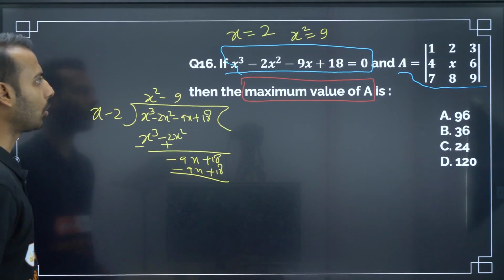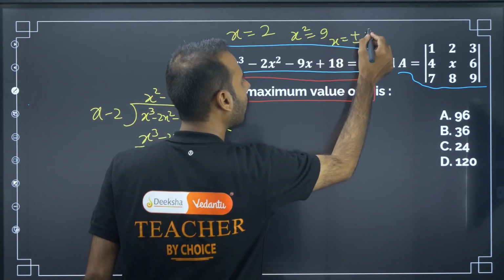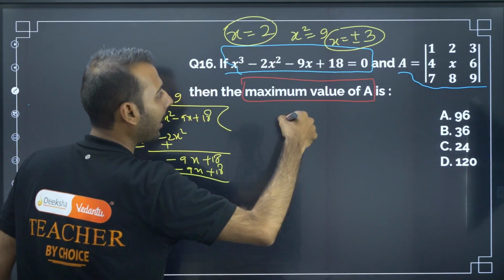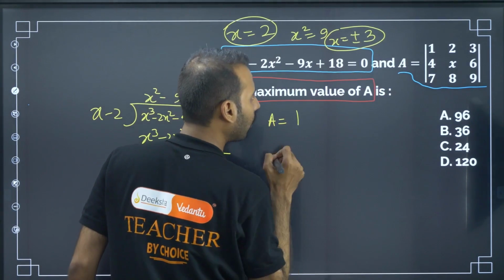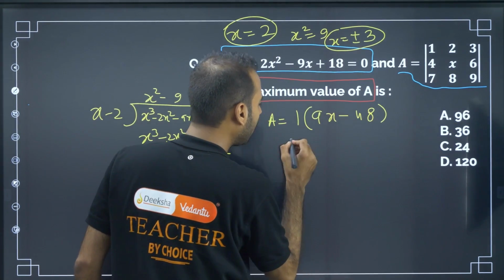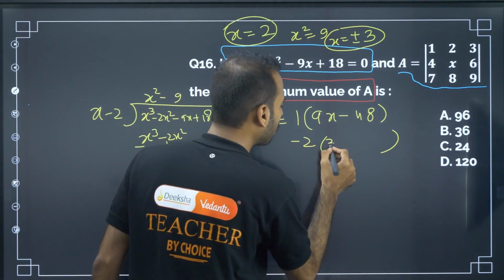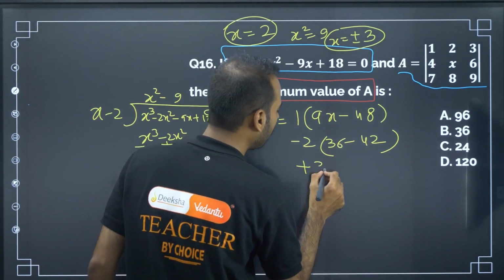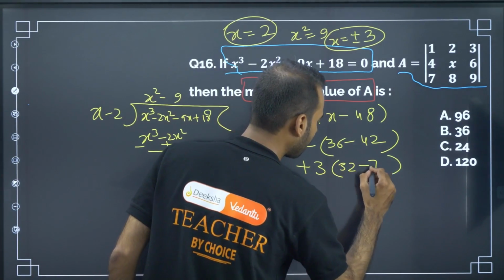X square is equal to 9. That means x is equal to plus or minus 3. So this is one value, and these are two values, and A is equal to this. I have to solve this determinant. How to solve this? A is equal to, first one I will keep here, 9x minus 6 8s are 48 minus 2, 9 4s are 36 minus 7 6s are 42, 9 4s are 36 plus 3, 32 minus 7x.